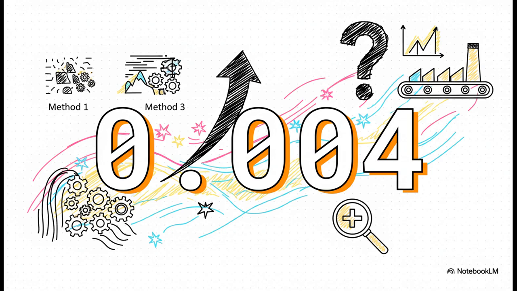So a p-value of 0.004 means there's only a 0.4% chance, less than 0.5%, that we'd get these numbers if all the methods were really the same. That is a tiny probability. It's basically the data screaming at us that something real is happening here.